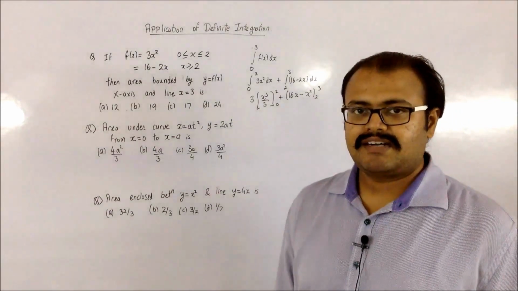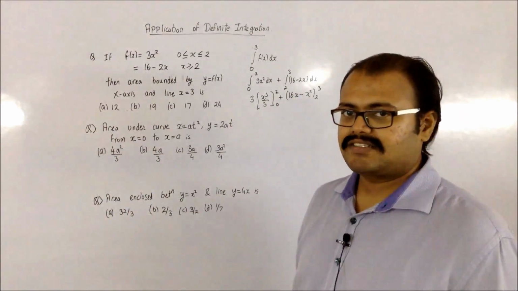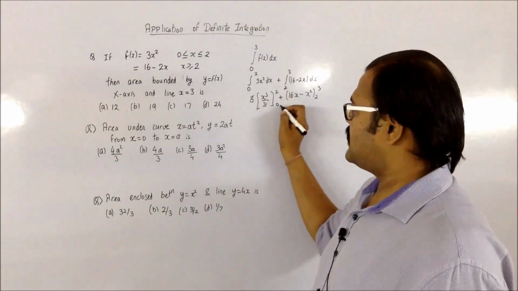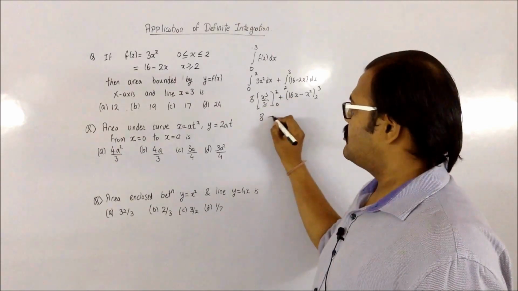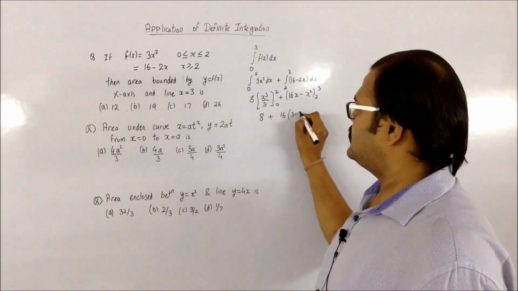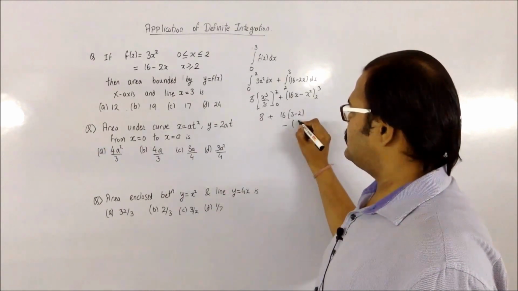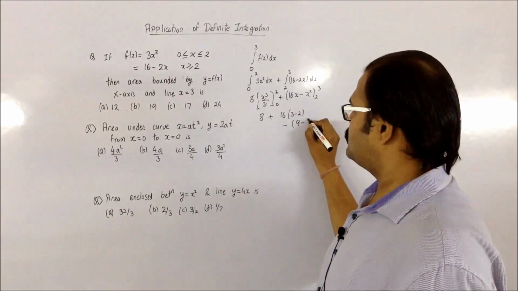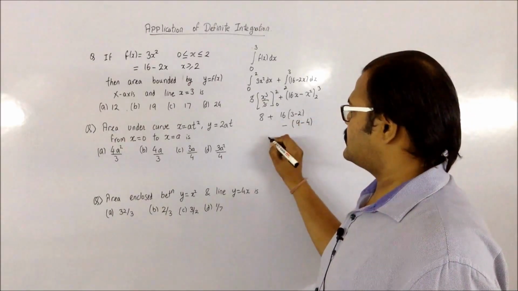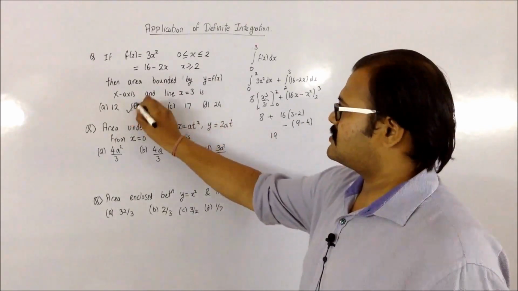Now substituting the upper and the lower limit, you have to remember that you have to substitute the upper minus the lower. So it's going to be, this 3 gets cancelled, so it's going to be 2 cubed minus 0 cubed, which is 8, plus it's going to be 16 into 3 minus 2, minus x square, which is 3 square, which is 9, minus 2 square, which is 4. So I'll be getting it as 8 plus 16 minus 5, which comes out to be 19. So your option is B.